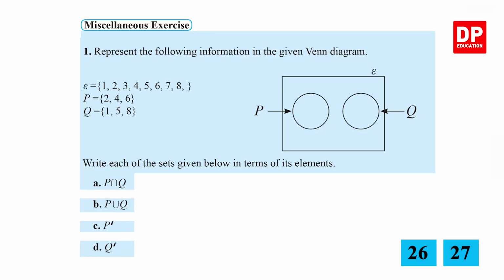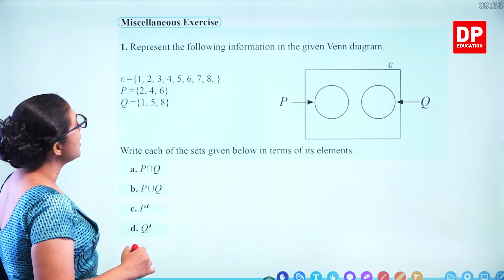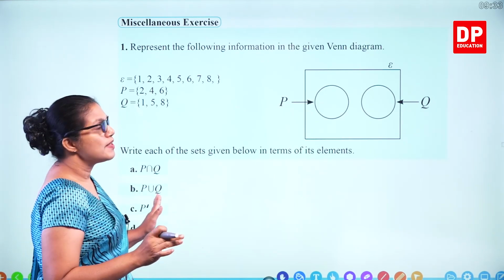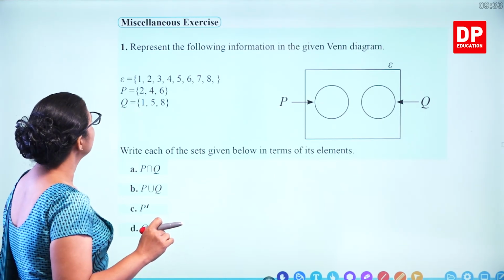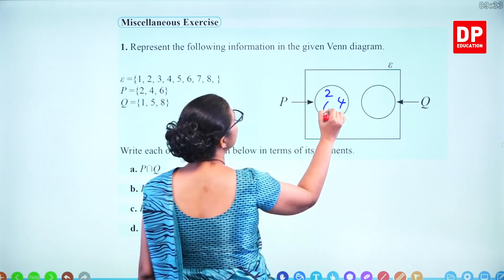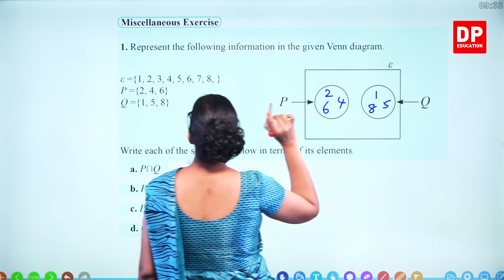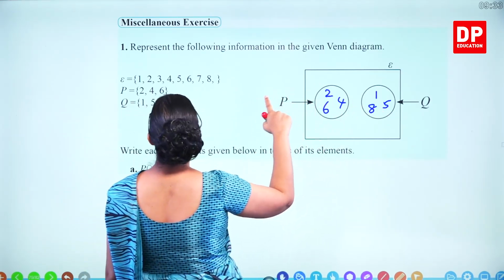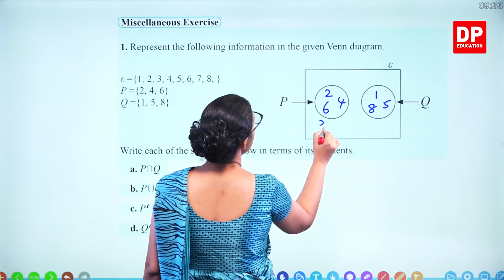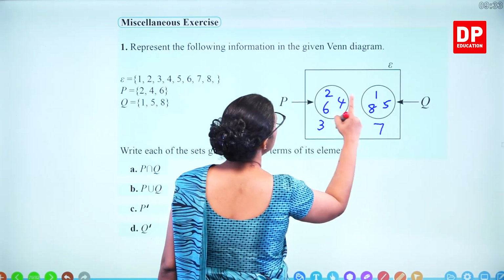Now we'll look at the miscellaneous exercise. Represent the following information in the Venn diagram. Two separate circles means disjoint sets. P: 2, 4, 6. So just put the numbers. Q: 1, 5, 8. And all the other numbers in the rectangle outside the two circles. 1, 2, 3, 4, 5, 6, 7, 8.